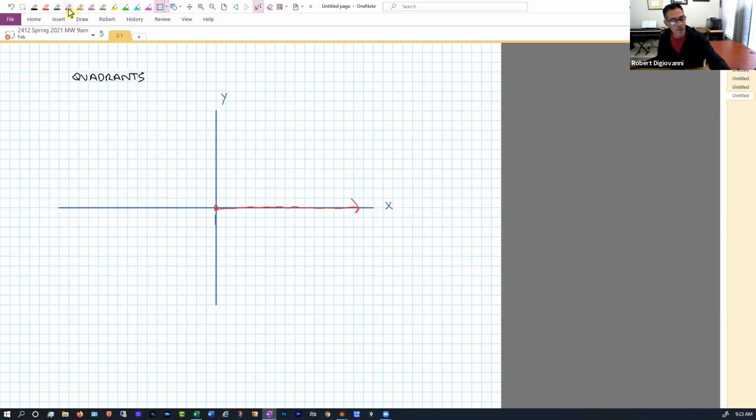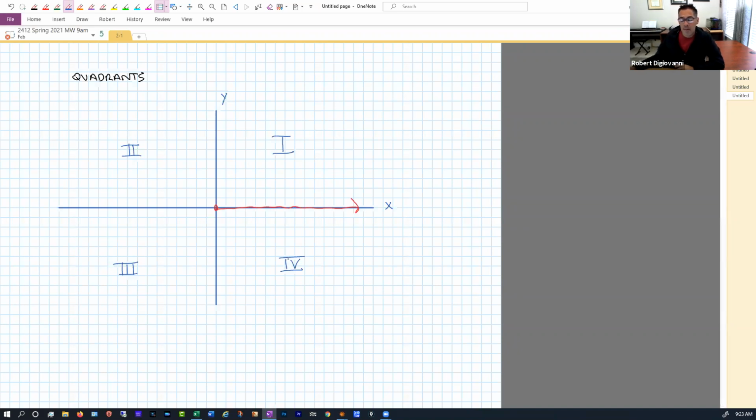So we name the first quadrant. Quadrant 1 is here. That's quadrant 1. Quadrant 2, I'm using Roman numerals, is here. Quadrant 3 is here. Quadrant 4 is here. I'm using Roman numerals because that's what most textbooks use.